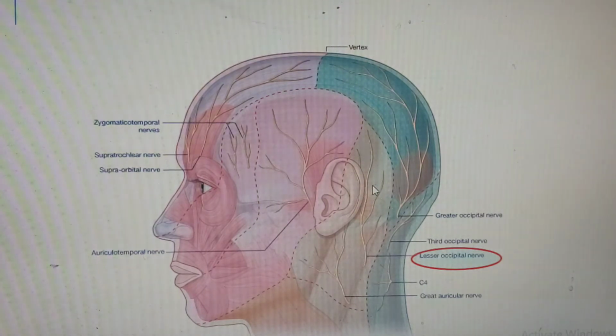The medial aspect of the auricle, as well as the lateral aspect of the occipital region, will be supplied by, of course, the lesser occipital nerve. Now, it is important for you to know the root value of this lesser occipital nerve. Its root value is C2. Remember that these remaining nerves I'm going to talk about are cutaneous nerves. They are coming from what we call the cervical plexus.